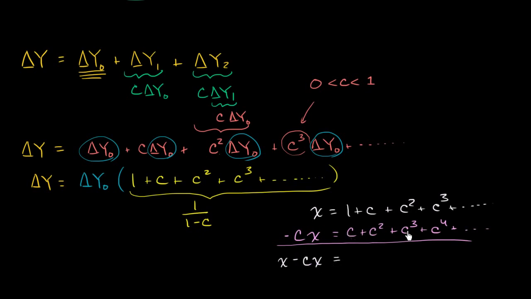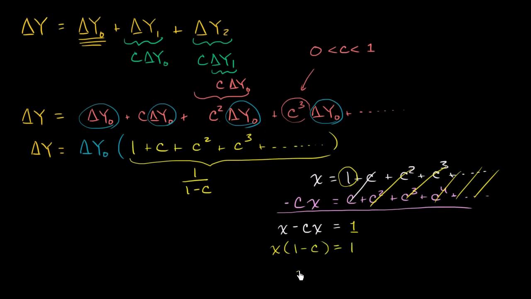be equal to, if you subtract this stuff from that stuff over there, you'll have a c minus c, they'll cancel out. C squared minus c squared, that'll cancel out. C to the third minus c to the third, that'll cancel out. So every term other than 1 is going to cancel out. You're just going to be left with a 1 here, which is a pretty neat trick in my mind. And then we can factor out the x right over here. So you get x times 1 minus c is equal to 1. And then you divide both sides by 1 minus c. You get x is equal to 1 over 1 minus c.